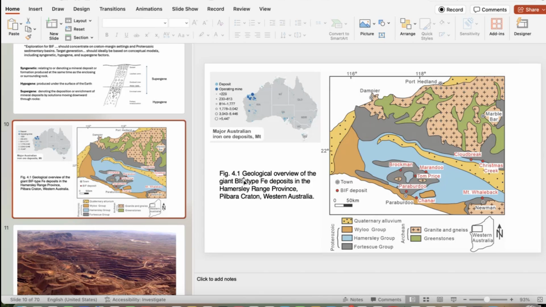So anyway, these are where these mines are. I'm guessing the BIF deposits are these little black things, and then these are some towns. I'm sure they're not particularly exciting towns. But you can see these are Proterozoic versus Archean. I imagine the Hammersley group is Paleoproterozoic.